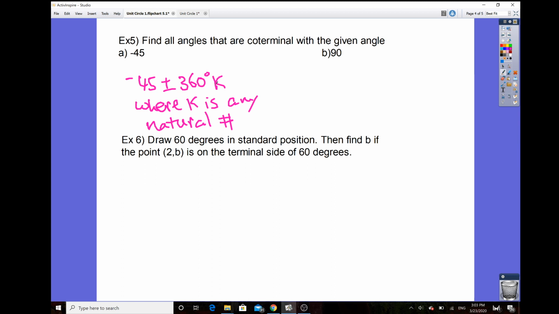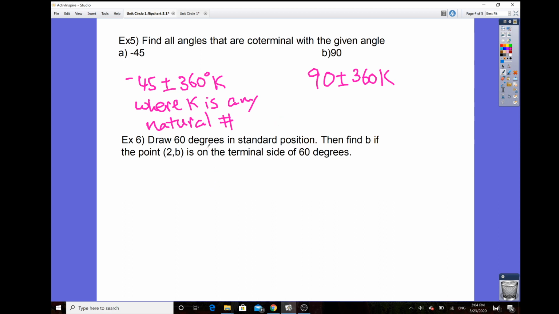So that's just the indicator, and it shows how many times you want to go around the unit circle. For the next one, basically the same thing. So 90 plus or minus 360k, where k is any natural number. So make sure that you indicate it.